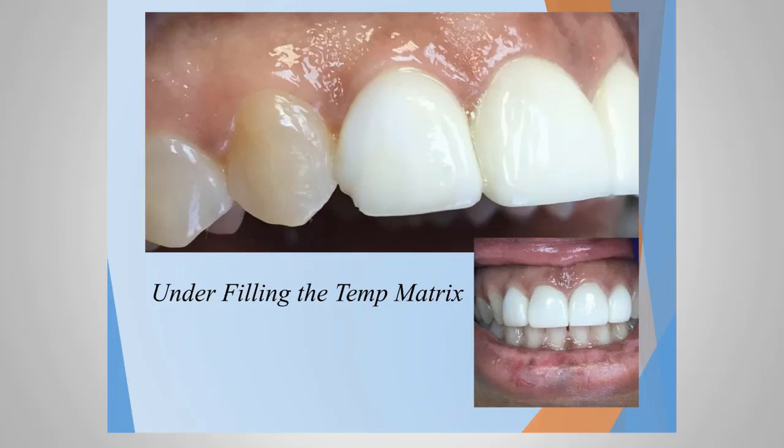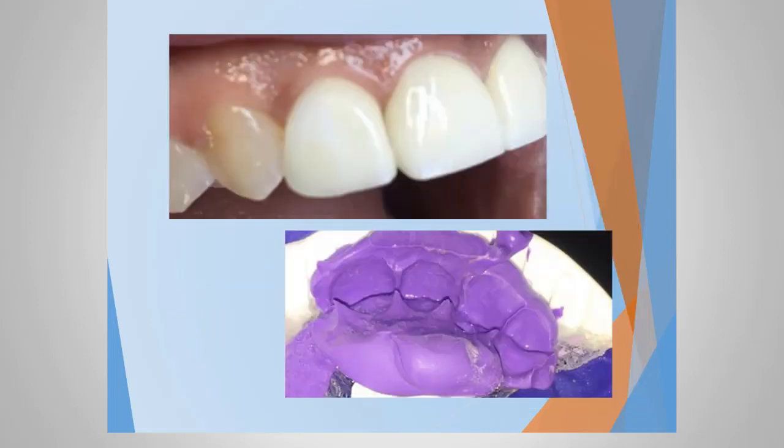Underfilling the temporary matrix. In this case, we have a chipped veneer on tooth number 7. On the distal aspect of it, we decided to replace this veneer. In replacing it, before I took the impression, I kind of built it up again with composite, without any bonding, without any etching, just to give it some more shape, the way it naturally should have had, and then took an impression based off of that.